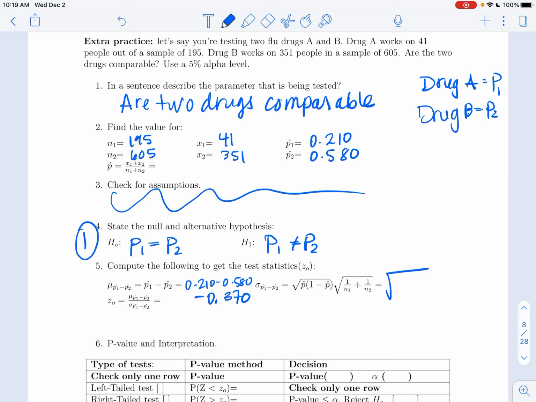So stats, go to test, to prop z test, number 6. And then x1 is 41, n1 is 195. X2 is 351, and N2 is 605. We're doing does not equal, calculate. Okay, so my Z is negative 8.986. My P hat is 0.49.